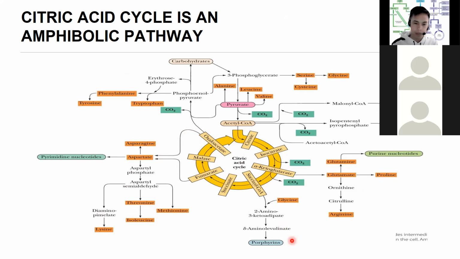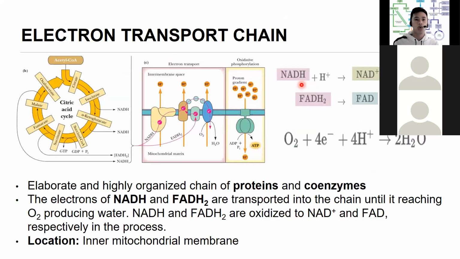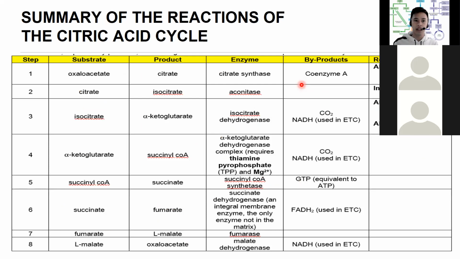So I do not intend for you to memorize these things, but what I want to emphasize here is the fact that your Krebs cycle can also serve the anabolic pathways. And therefore, because it is both catabolic and anabolic, it can be classified as an amphibolic pathway. Okay? So that's why it's a very central pathway. So we're already done now with the citric acid cycle.